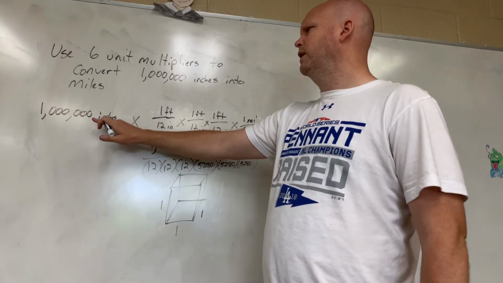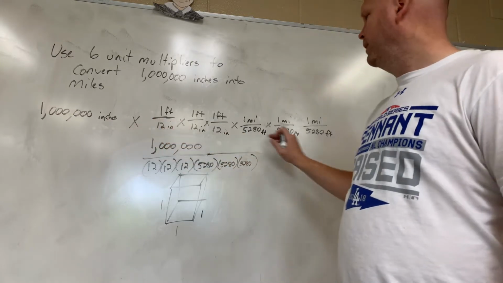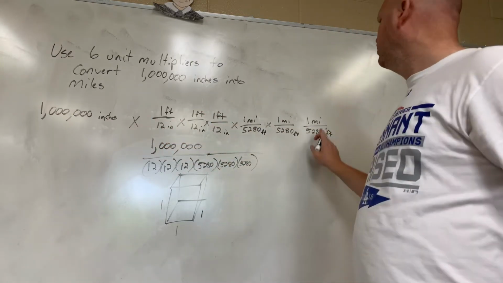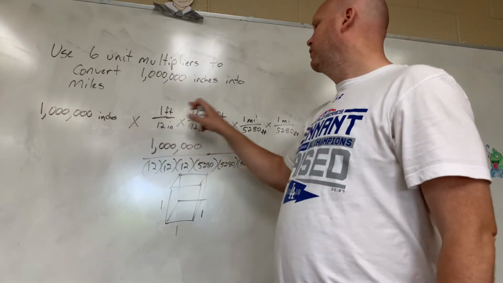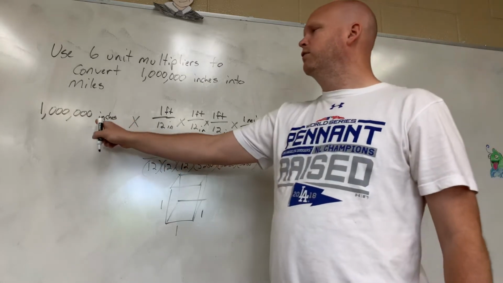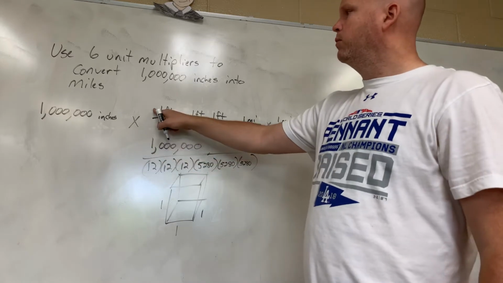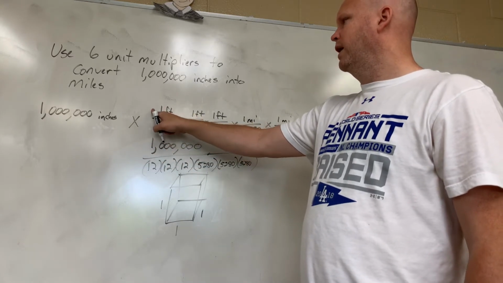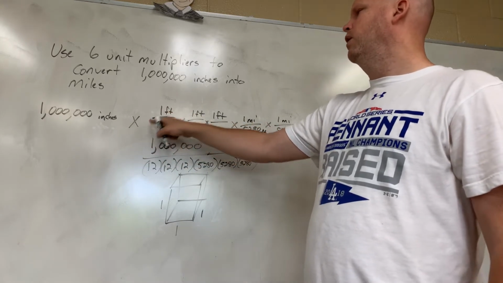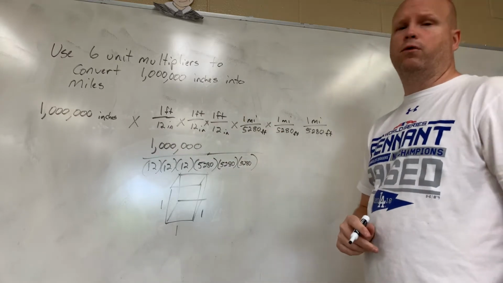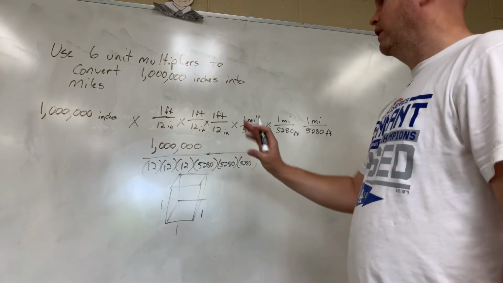If you're converting a smaller unit to a bigger one, in this case inches to miles, you are going to put the bigger unit on top. If we were converting miles to inches, we would put the bigger unit on the bottom. We would actually list it as 12 to 1, 12 to 1, and so on and so forth. So that's how you set it up.